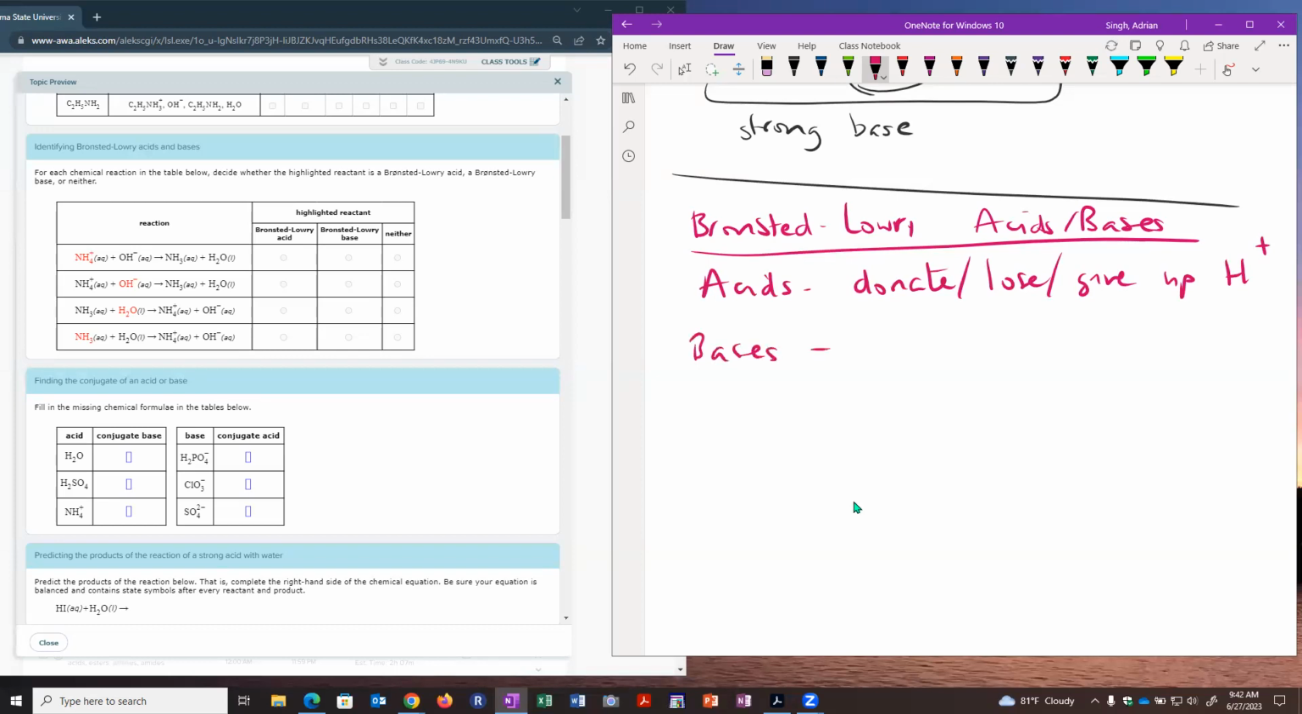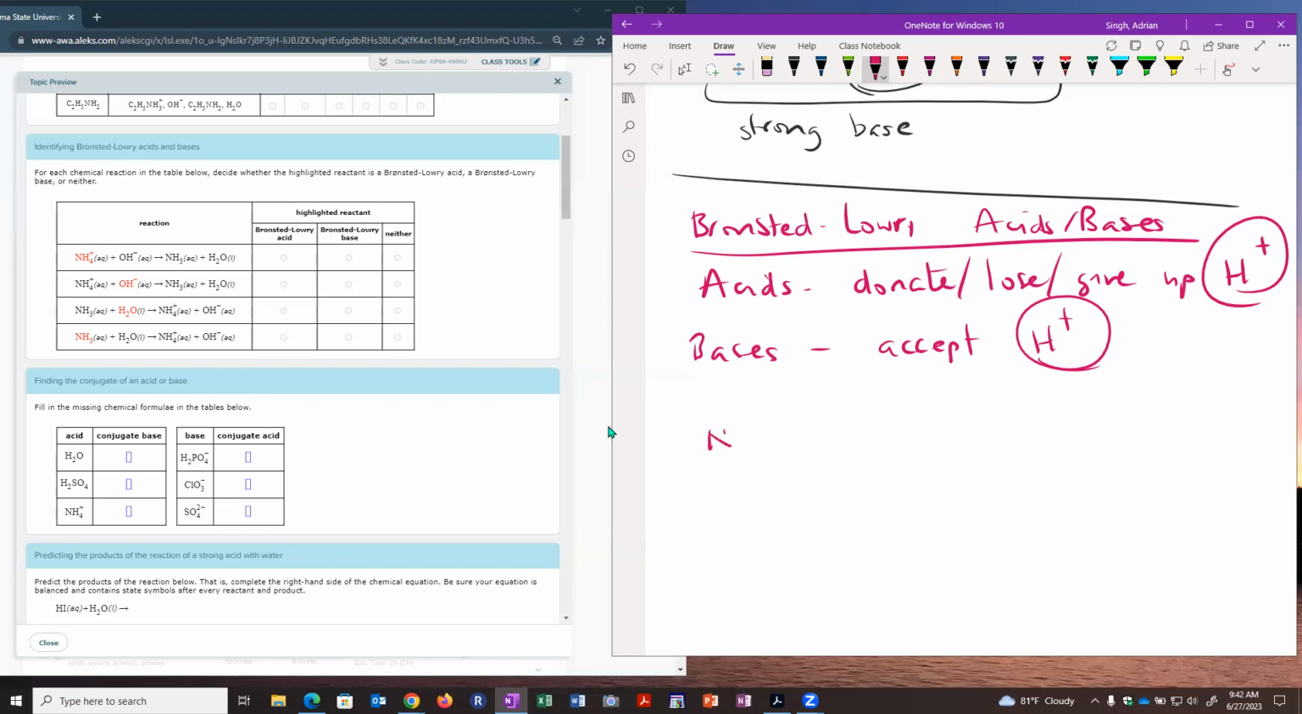And bases are going to do the opposite. These are going to accept H+ ions, right? So the Bronsted-Lowry definition just looks at what's happening in terms of H+. So let's take a look at the first one. Decide whether the highlighted reactant is a Bronsted-Lowry acid, Bronsted-Lowry base, or neither.